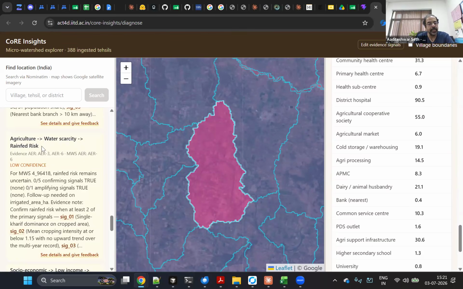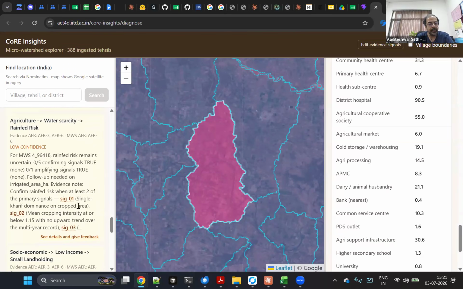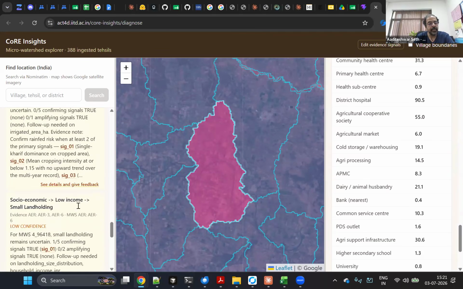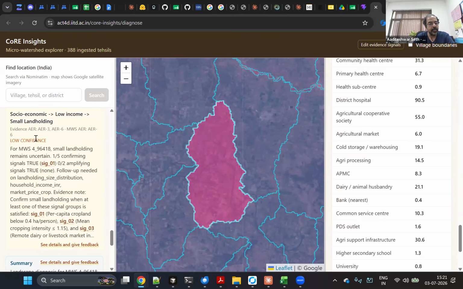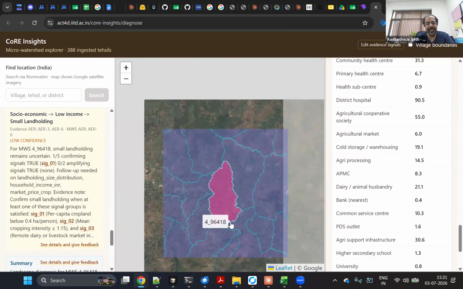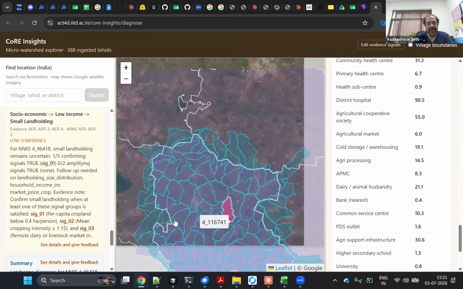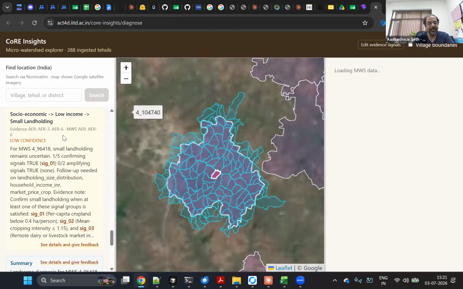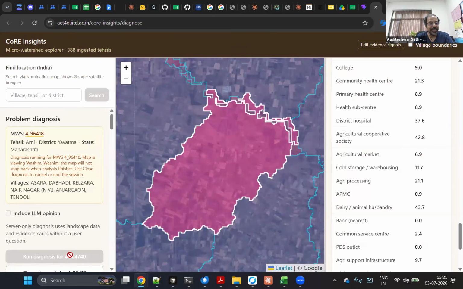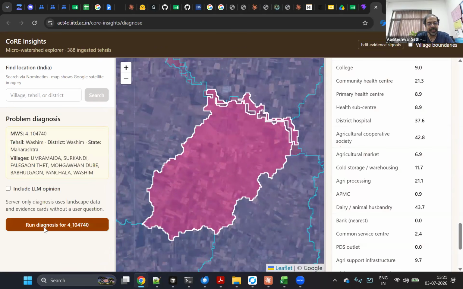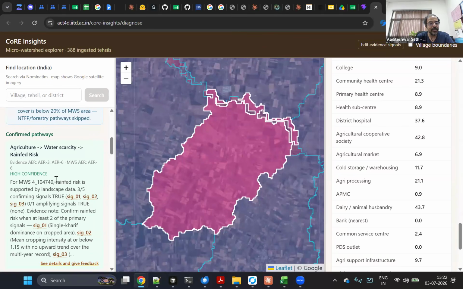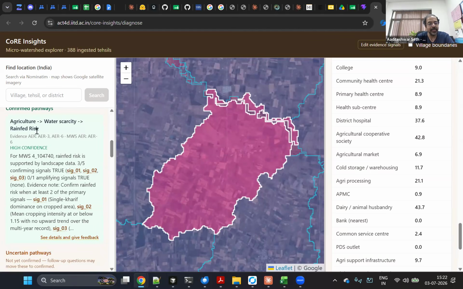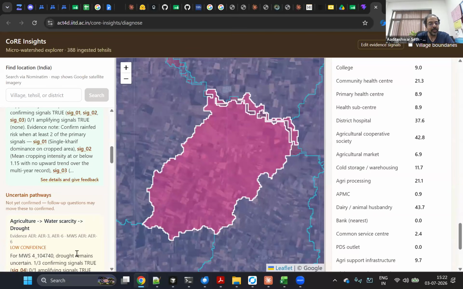I'm also not certain whether this area is mostly rain-fed and therefore can face problems if monsoons get delayed or are less, and so on. In this area you're pretty much not sure about anything. So let's close the diagnosis and run it again in this area. Okay, now it's saying I'm pretty sure about at least one thing, that this particular area faces a lot of rain-fed risk. I'm not sure about other things.